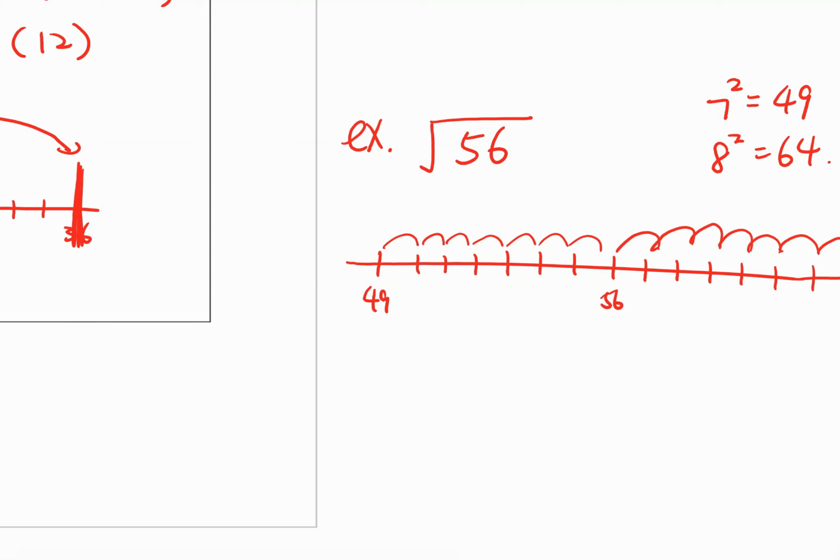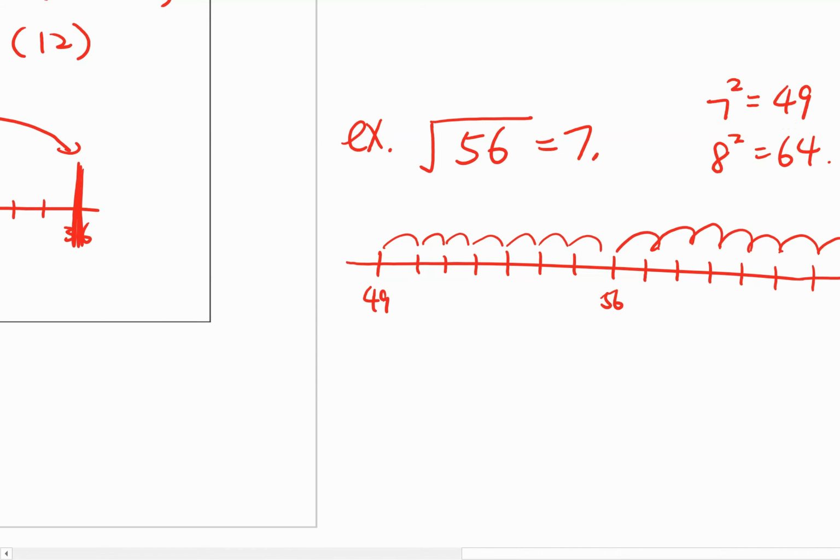Okay, so now the square root of 56 would be 7 point something. And that is because, again, 7 squared is 49. So we know that the square root of 56 will be bigger than 7. And we know that 8 squared is 64. So we know that the square root of 56 would be less than 8 because the square root of 64 is 8. So this would be 7 point something.